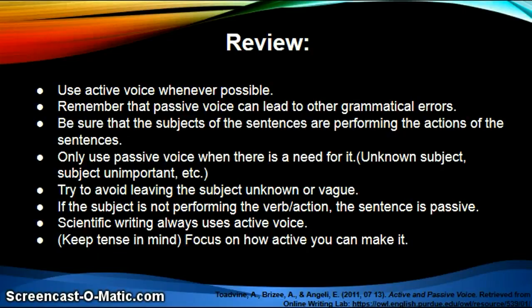If the subject is not performing the verb or action, the sentence is passive. Scientific writing always uses active voice. And keep tense in mind. Focus on how active you can make it.